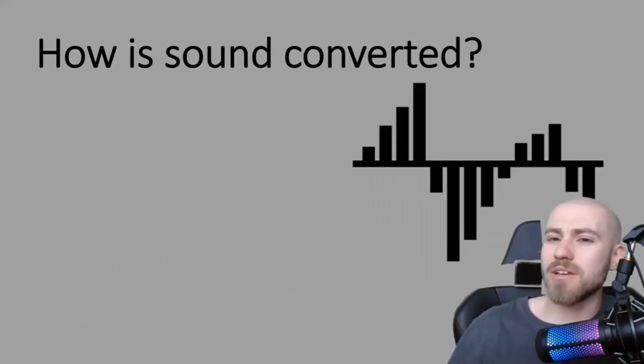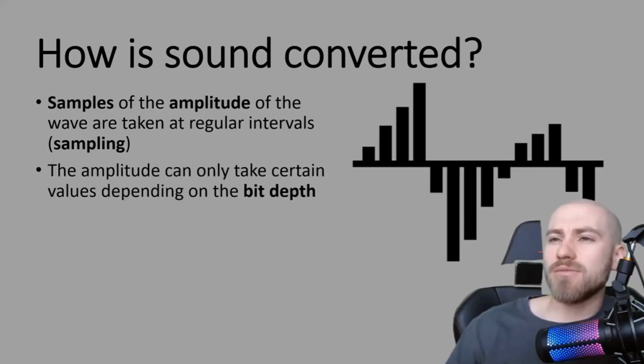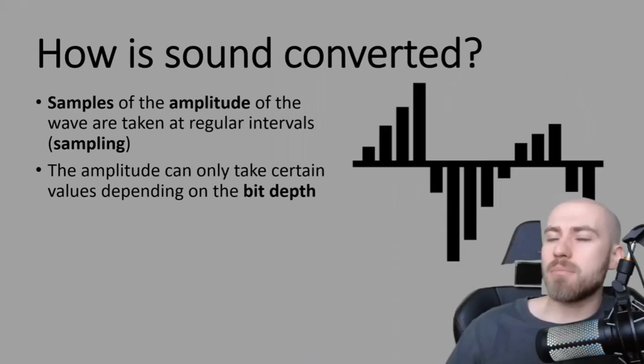But how is sound converted? So we take what's known as samples of the amplitude of the wave at regular intervals. You can only take amplitude based on values in a certain bit depth. If you think back to our last lesson on image representation, each of the pixels could only be a certain number of colors based on how many bits were in each pixel. Well, this is the same kind of thing, but for sound. So the more bits that are available, the more possible sounds that it can be. And that's what's known as bit depth.